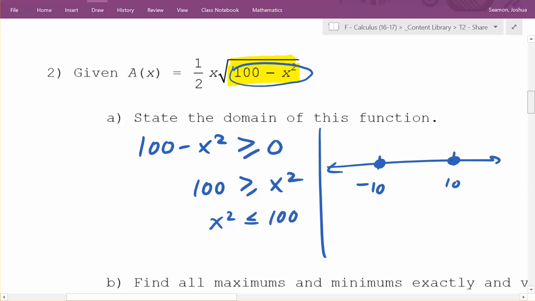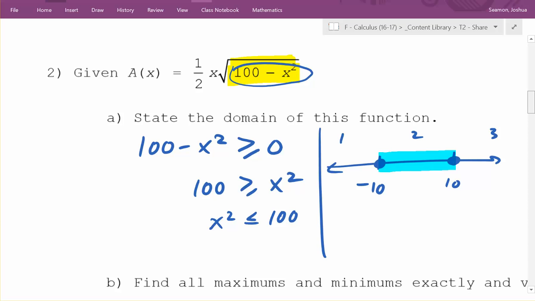Which region is our domain going to be? Is it going to be region 1, region 2, or region 3? It's going to be region 2. Why is it region 2? Because all of those numbers may be true. You test one of them. Put 0 and put 5 in there, right? 5 squared is less than 100.